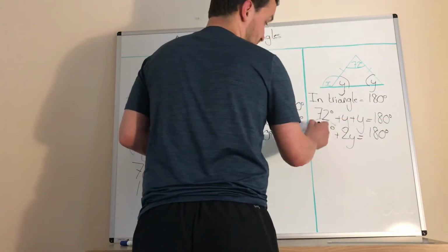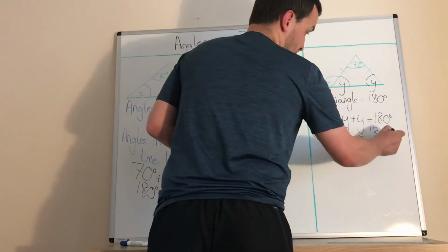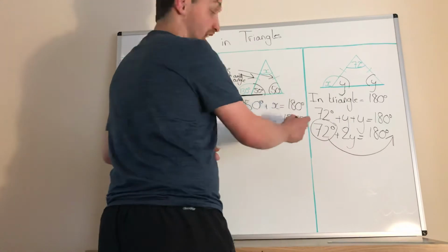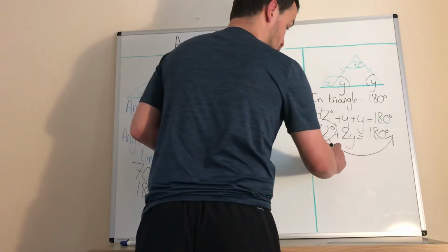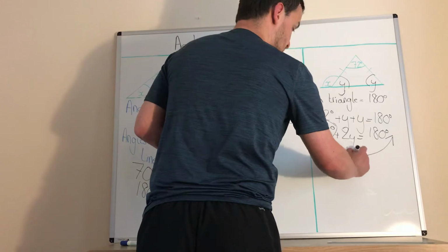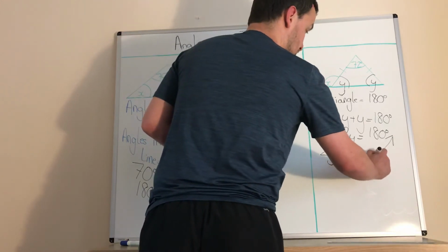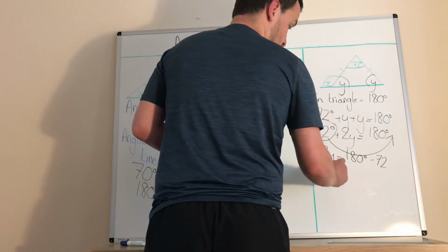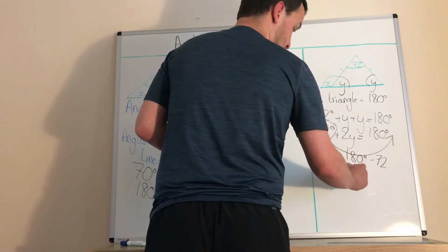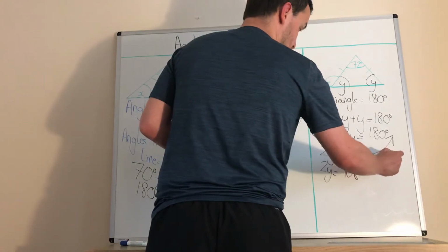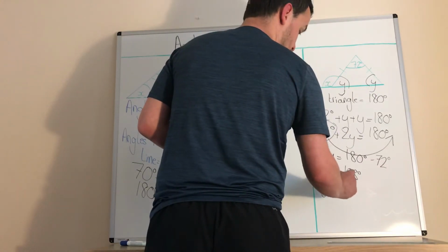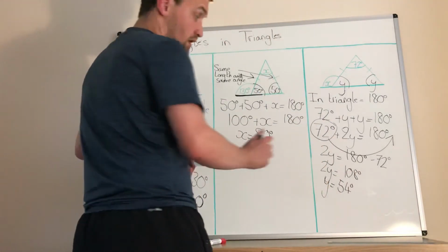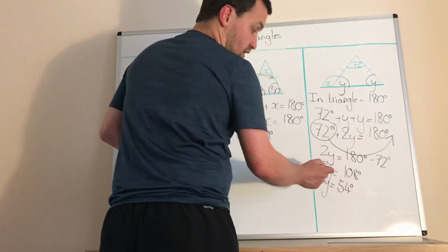I'm then going to take this 72 degrees and it's going to go on that side. It's a plus on this side, I know it's a plus because there's no negative sign. So we've got 2y equals 180 degrees minus 72. So 2y equals 108 degrees. So y equals 54 degrees. 2 times something is 108, so y is 54.